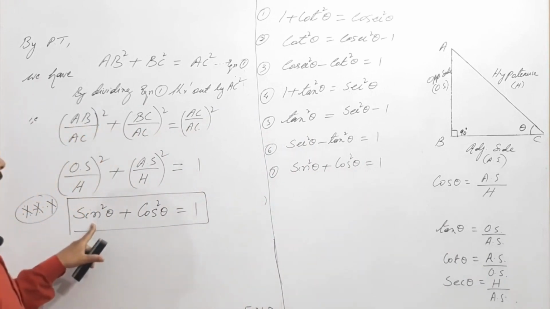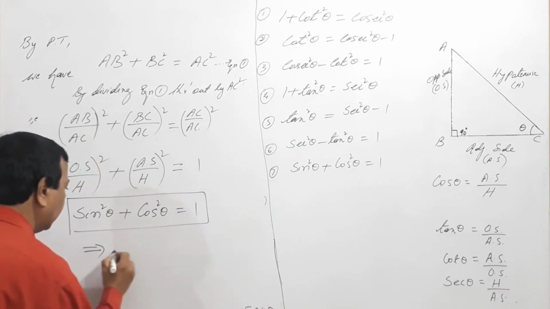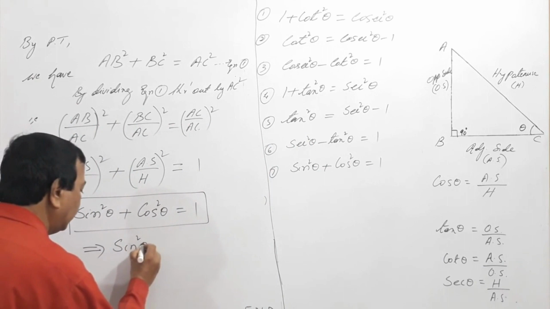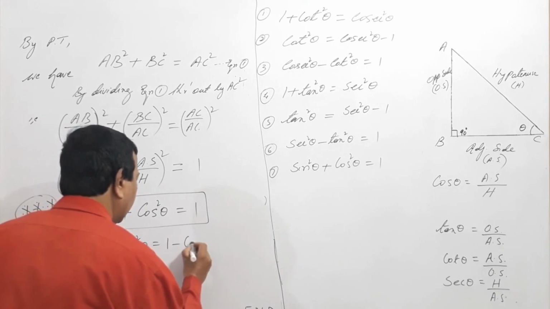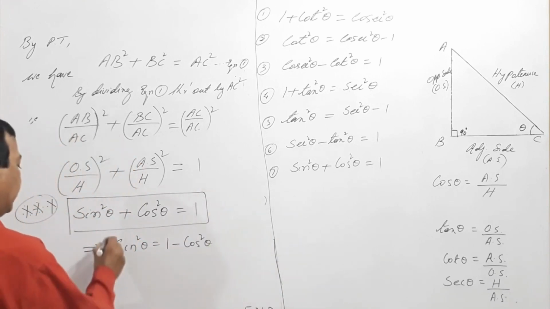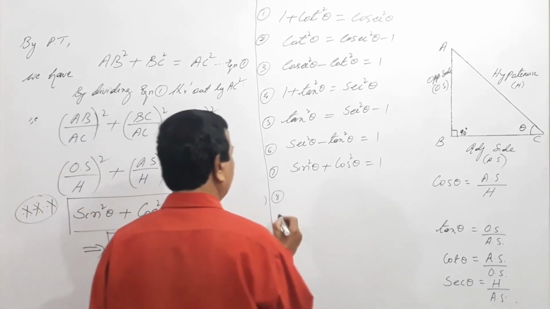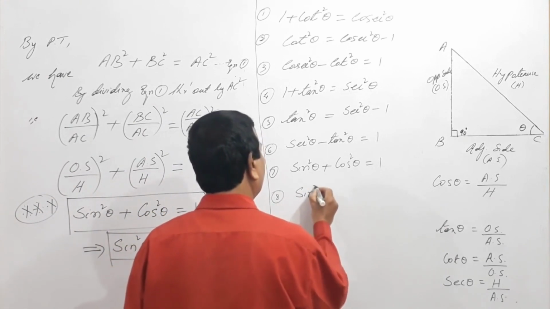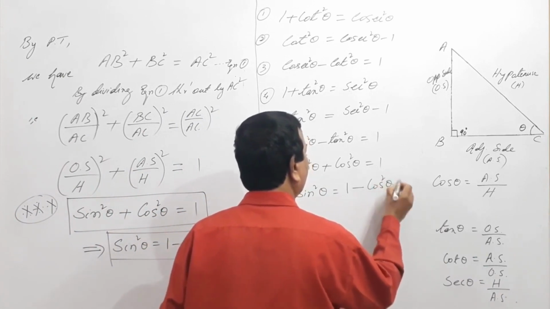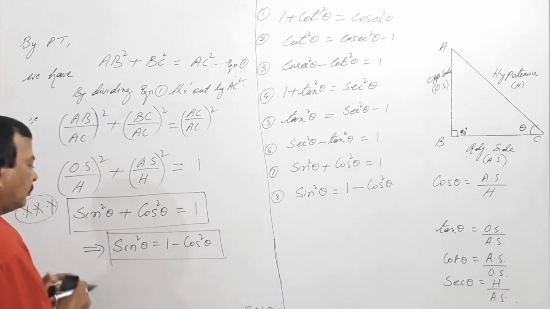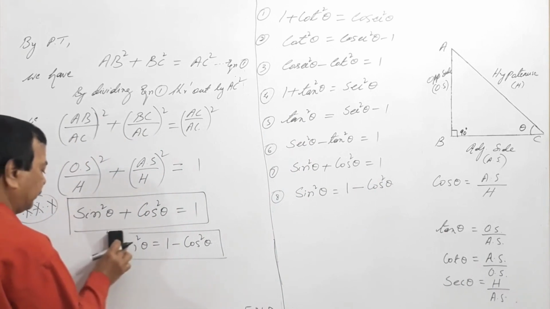So I'll keep this sin square theta on the left hand side, and transfer this cos square theta to the other side. That is sin square theta equals to 1 minus cos square theta. This is another relation. So the 8th one is sin square theta equals to 1 minus cos square theta. Please make a note.